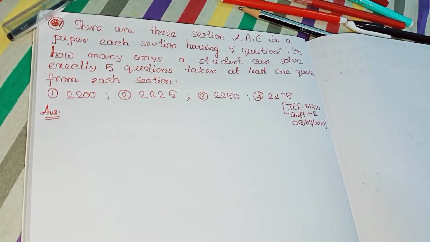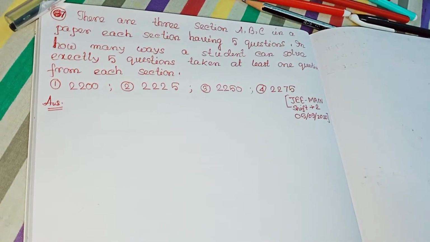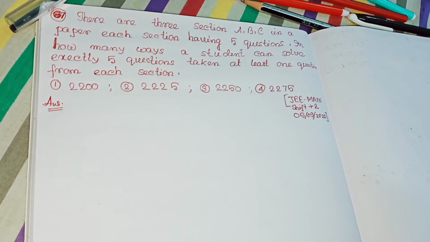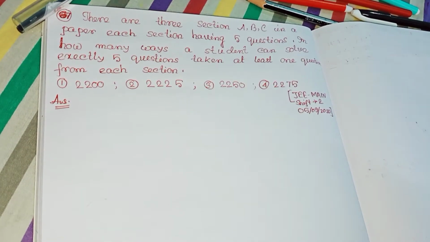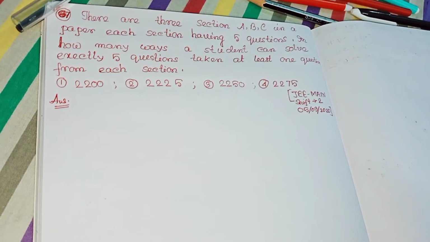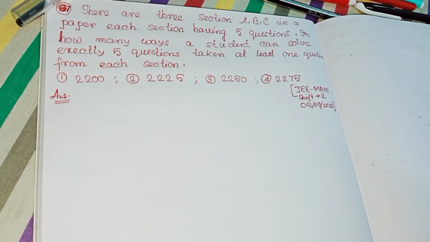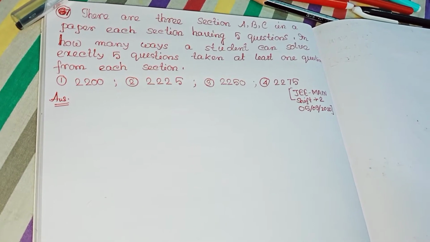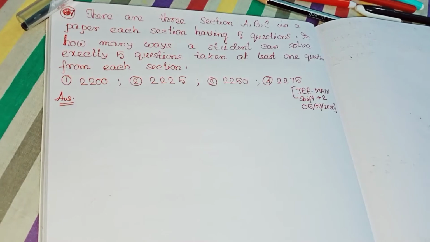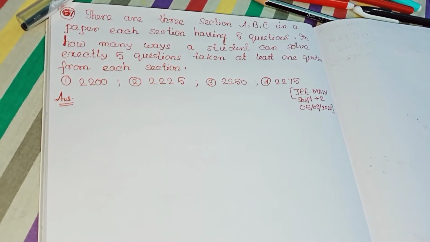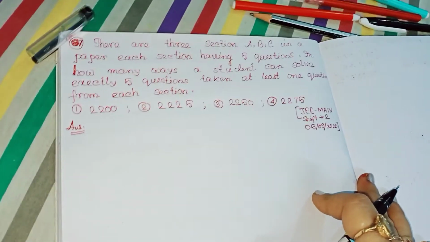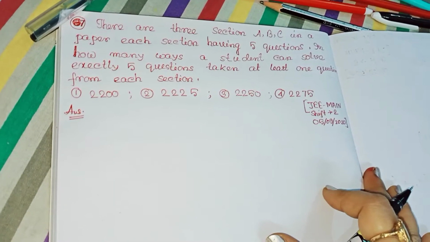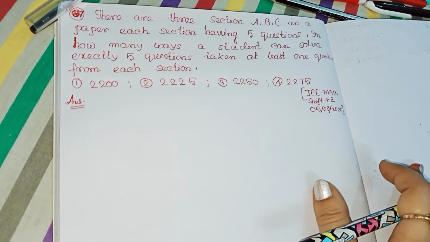Today we solve JEE Main Shift 2, 5th of September 2020, question number 7. There are 3 sections A, B, C in a paper, each section having 5 questions. In how many ways can a student solve exactly 5 questions, taking at least 1 question from each section? This is a problem in permutation and combination.